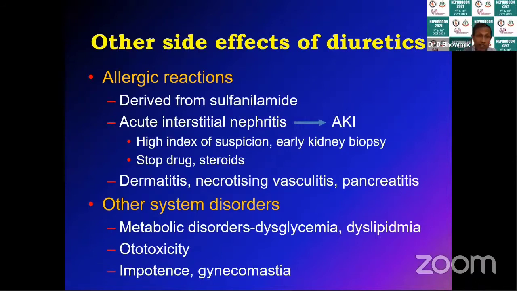So one must have a very high index of suspicion and do an early kidney biopsy, of course stop the drug, and then give steroids if indicated. A short course is usually useful in reversing the condition. This allergy can go on to even other organs, like dermatitis, necrotizing vasculitis, or pancreatitis.